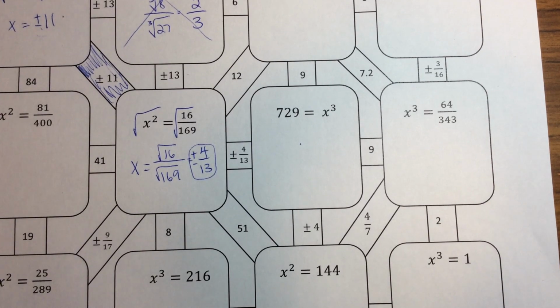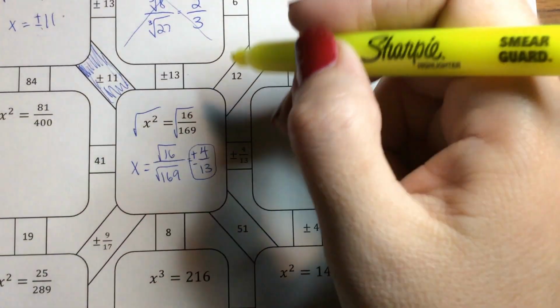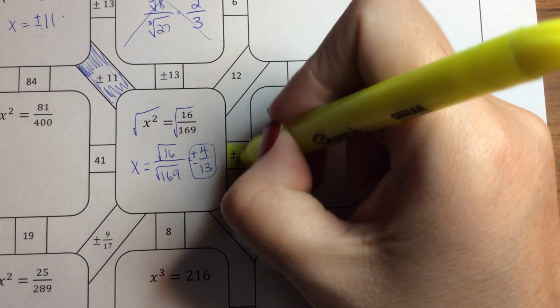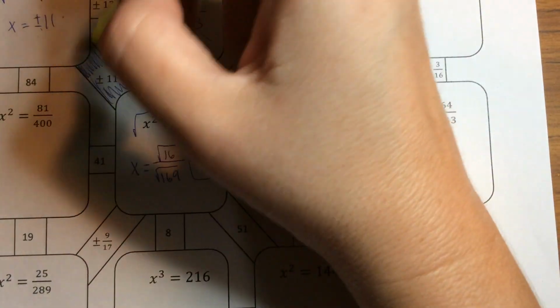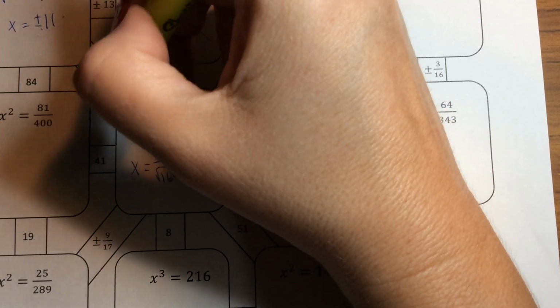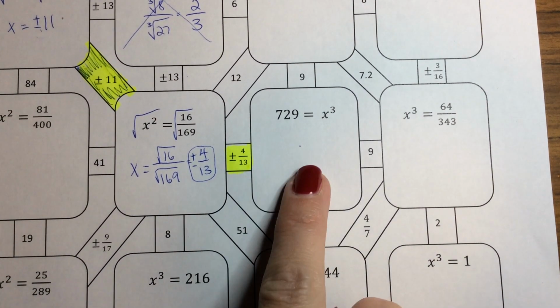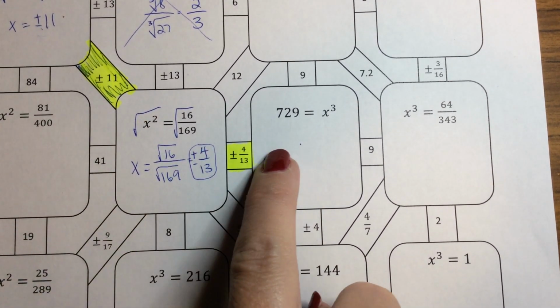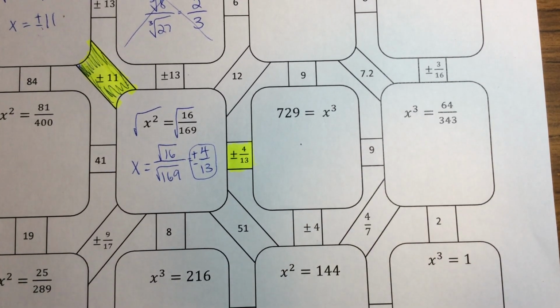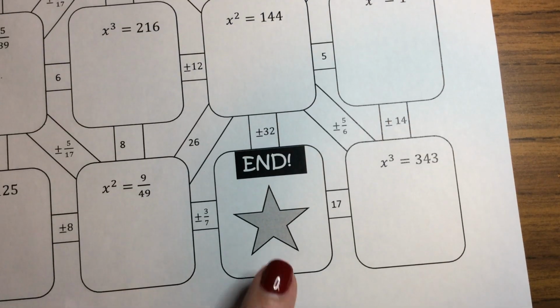I'm going to color it with a highlighter so I can see through it, and I would recommend that you do the same. And I'll color this one too. Okay, so there's our pathway. Now this is our next problem, and you just follow the answers through the pathway until you get to the end.